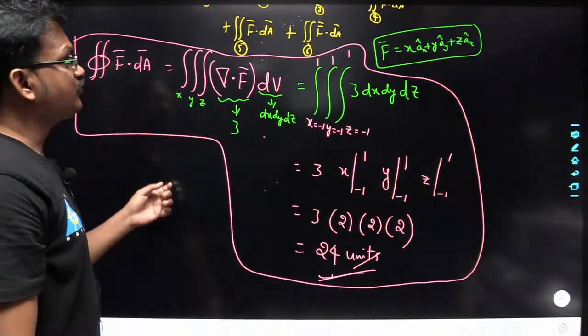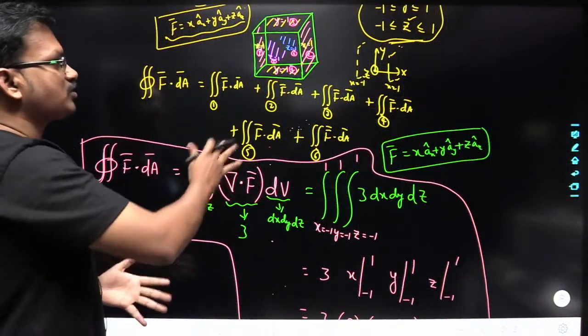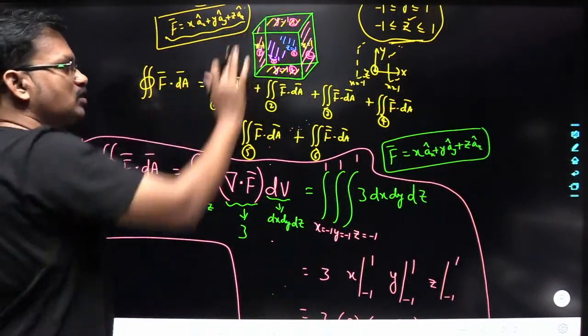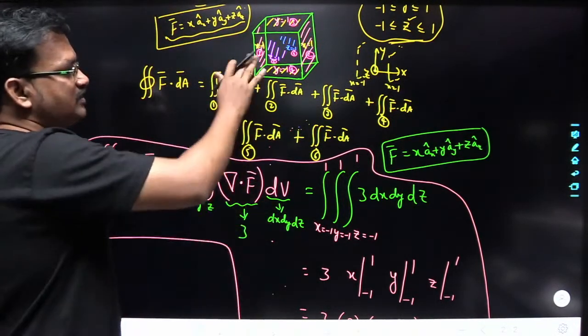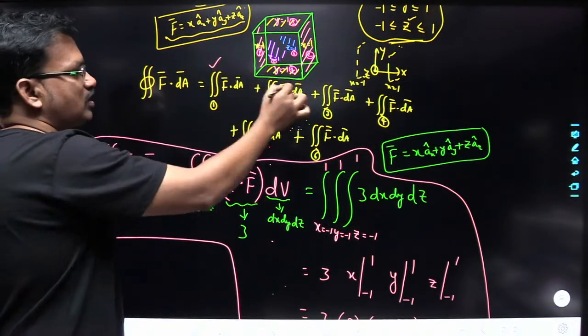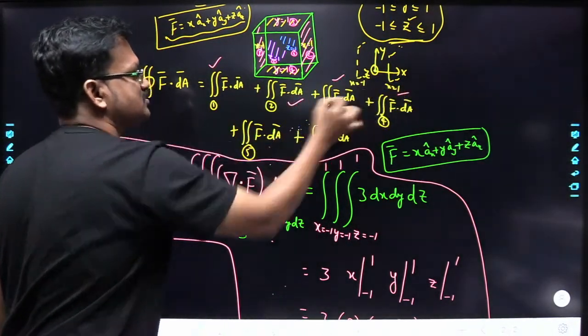See, if you use the direct method here, you have to determine the flux through x equal to 1, then you have to determine the flux through x equal to -1. In that manner, you have to determine the flux through all the 6 surfaces.